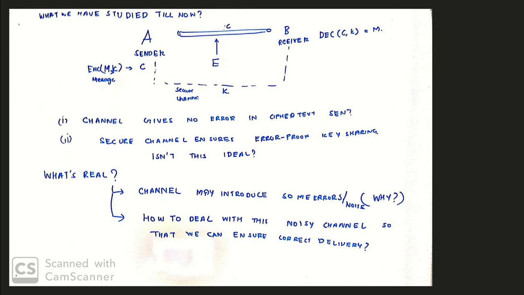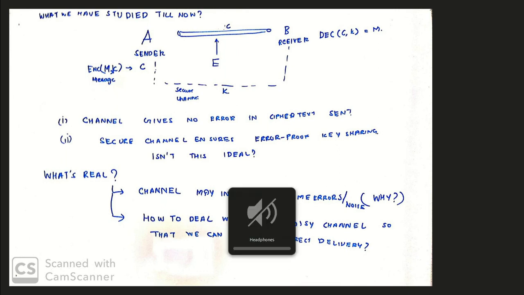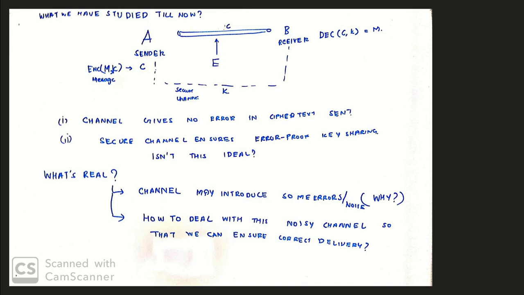Now, some assumptions we have already taken into account: that the channel gives no error in the ciphertext sent. Also, the secure channel ensures error-proof key sharing. Isn't this really ideal? What's real is that a channel may introduce some errors or noise. Why? We'll talk about it later. But consider a perfect channel which will never introduce any kind of error, which is very less possible. So also, how to deal with this noisy channel so that we can ensure correct delivery. These are some problems we are going to face when we use noisy channels, and we will see how to deal with them.